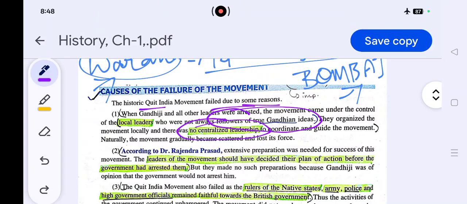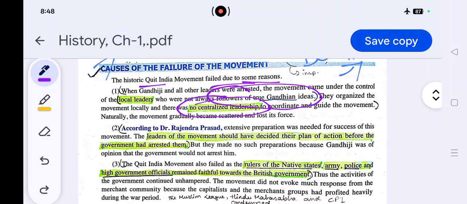Now, Dr. Rajendra Prasad gave his view, which according to me is very true. According to Dr. Rajendra Prasad, extensive preparation was needed for the success of the movement. The leaders of the movement should have decided their plan of action before the government had arrested them. The British always suppress whenever somebody goes against them. So what the leaders had to do is decide their plan of action even before the government had arrested them. Now you may think, why will they plan everything before the government arrested them? That is what they had to understand and consider, that there are chances that the government could actually arrest them in order to suppress the movement.